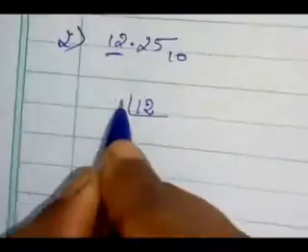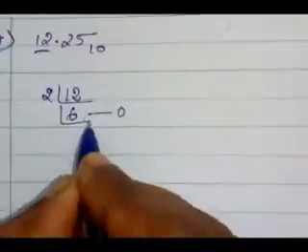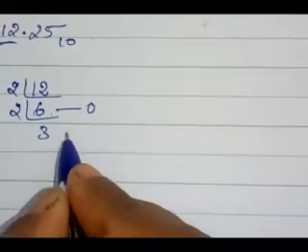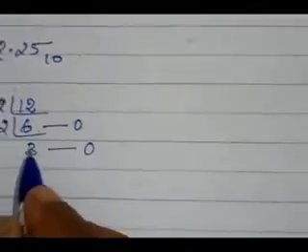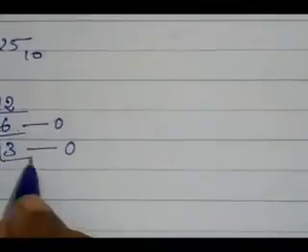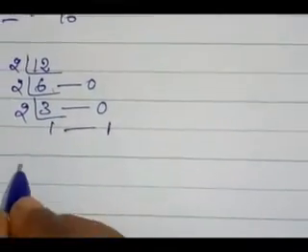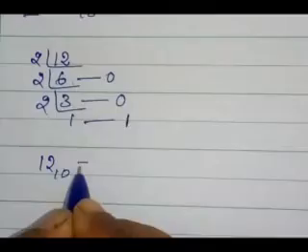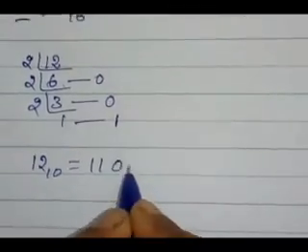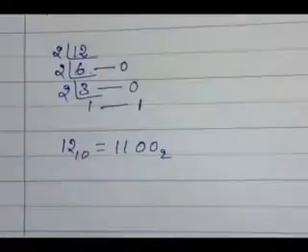12 divided by 2. 6 2s are 12, remaining 0. Then 3 2s are 6, remaining 0. 1 2 is 2, remaining 1. So the binary number of 12 is 1100. This we already studied.